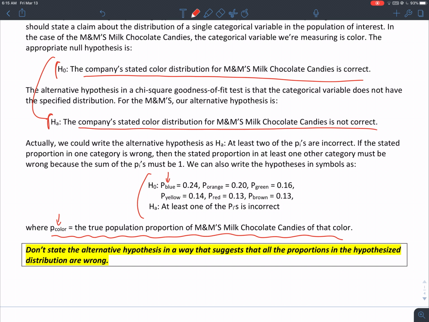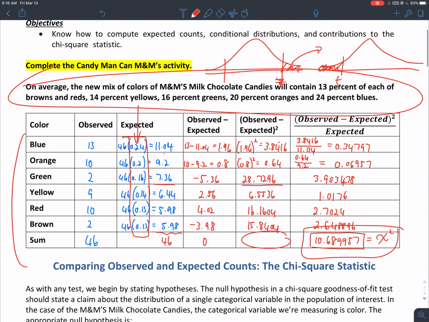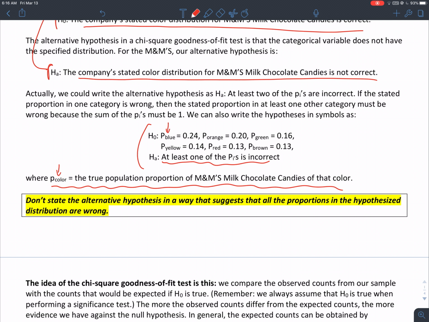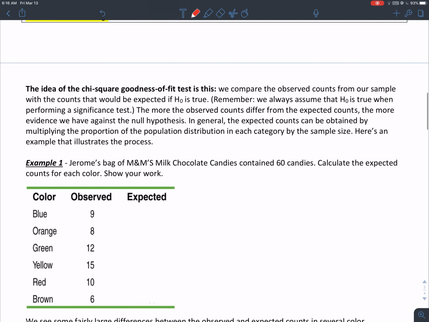Then it says, don't state the alternative hypothesis in a way that suggests that all the proportions in the hypothesis distribution are wrong. Yeah, so just say at least one of those is incorrect, because one of them actually could be correct. So you can't say all of them are wrong. One of them could be correct. Okay? And I think you can see here that we got fairly close to one of them being correct. This was fairly close. So it's possible that one of them is exactly correct. So you can't say all of the proportions that I hypothesize are incorrect, just one.